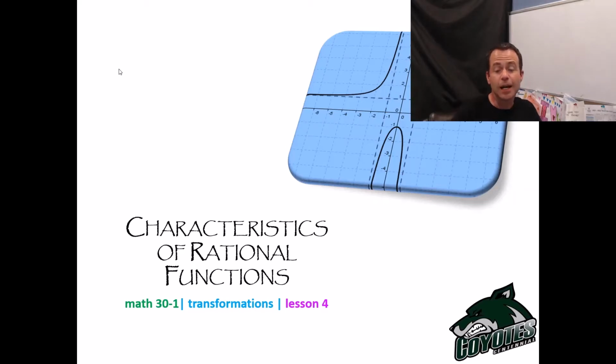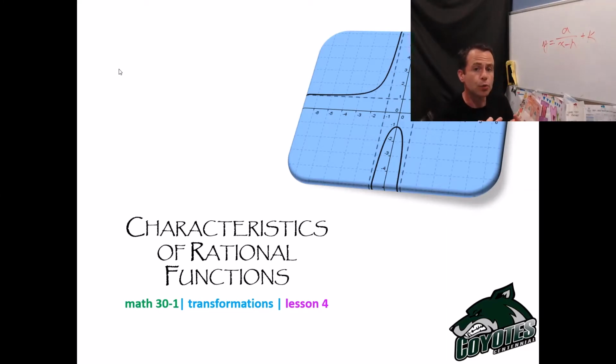Hey friends, so in today's lesson we're going to dive into characteristics of rational functions. Now some of you may be saying, okay, but we've already talked about rational functions, and we have, but we've talked about rational functions in a particular form. The form that we talked about was this form, y equals a over x minus h plus k.